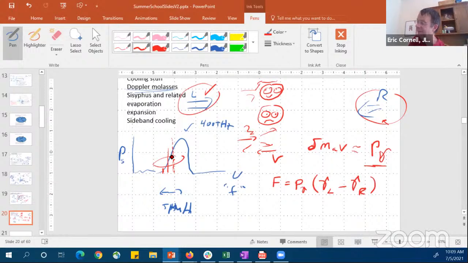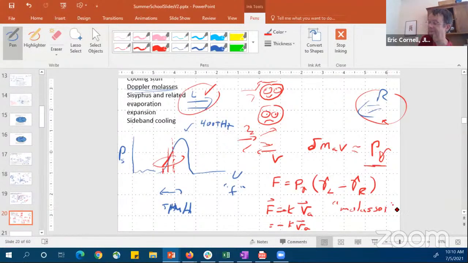And if we're in a region where the velocities are fairly small, we can linearize this. That difference in scattering rate is just proportional to the velocity. So we can get a force which is proportional to some constant times the velocity of the atom. So this is called optical molasses. The important thing is that there's a minus sign there. It's equal to minus K V A. Okay, so that's a standard trick. It's been around for a long time.